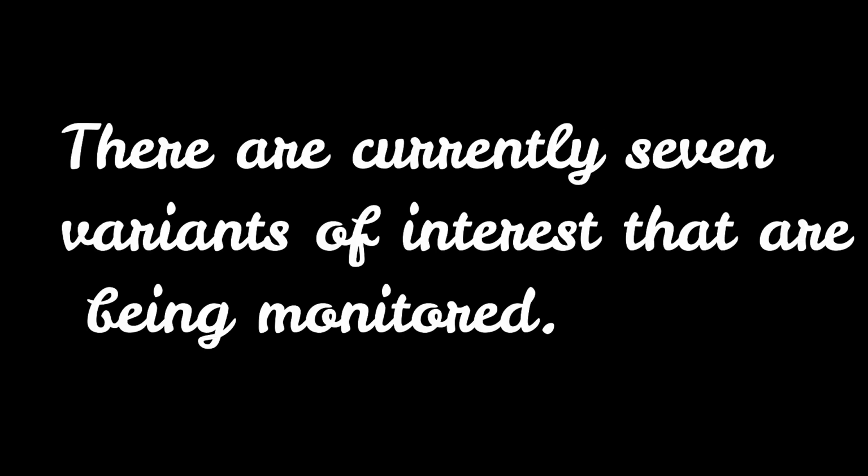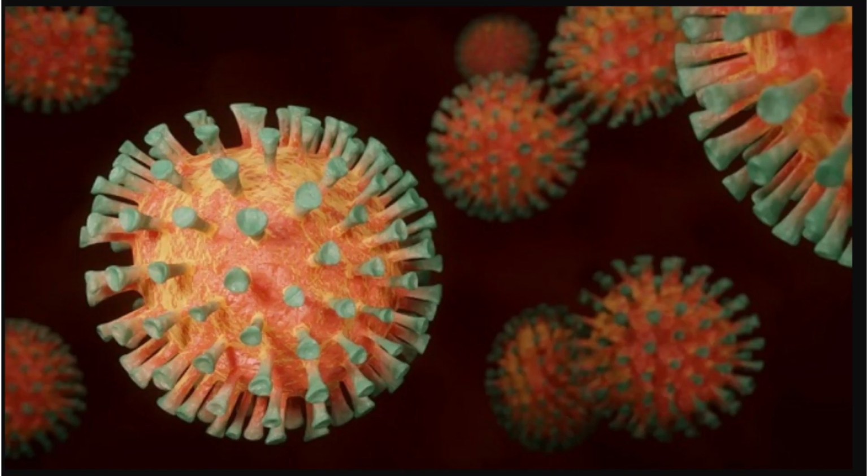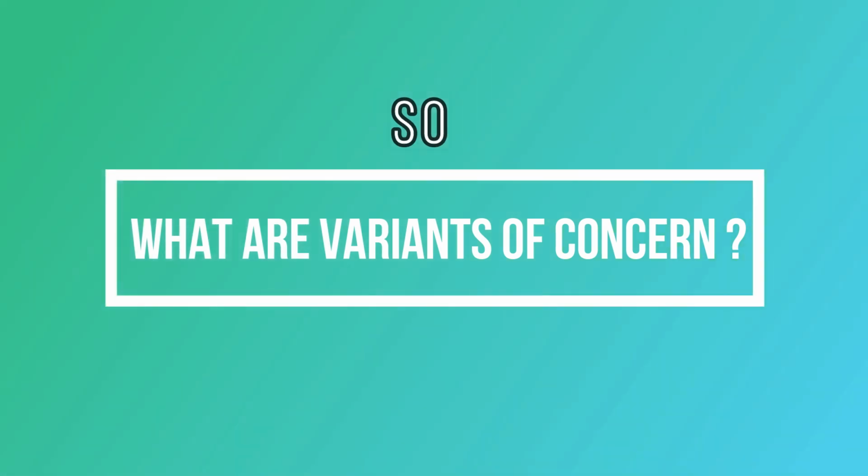So let's discuss variants of interest. They show some evidence that they might be of concern. There are currently 7 variants of interest that are being monitored. These are B1427 and B1429 epsilon, B1525 eta, B1526 iota, B16171 kappa, B16173, and B2 zeta.